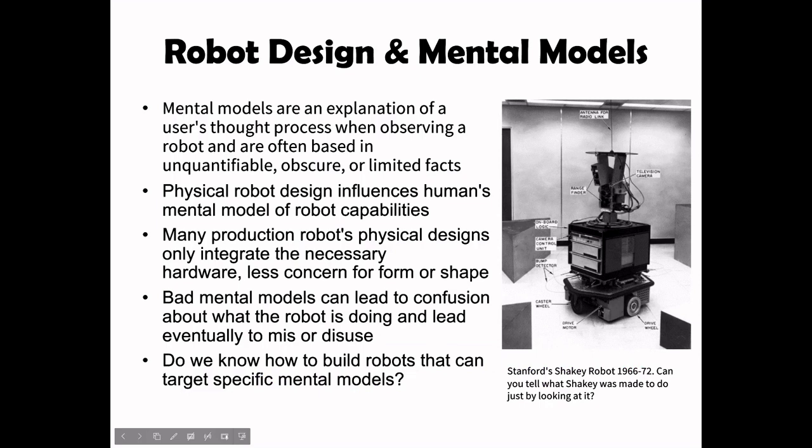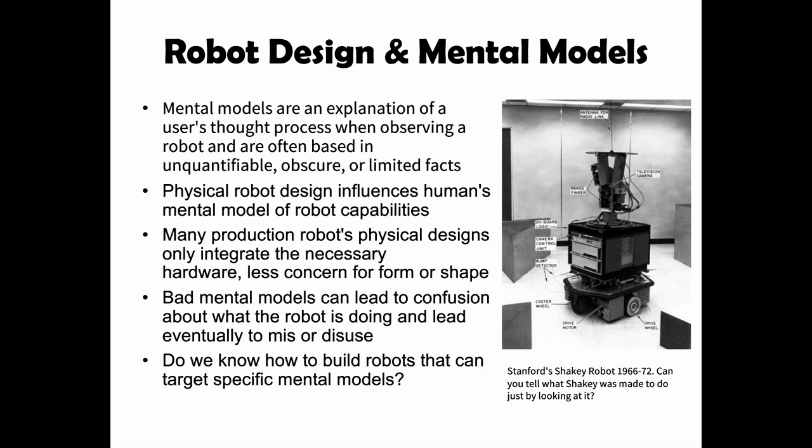Some background information first on the platform. Mental models are an explanation of a user's thought process when observing a robot and are based on the user's perspective, therefore unquantifiable and obscure. Physical robot design does influence this mental model of the capability. Many production robot physical designs are not super concerned about form and shape and are more concerned about the features that they're coming with and fitting all of the necessary components for that.